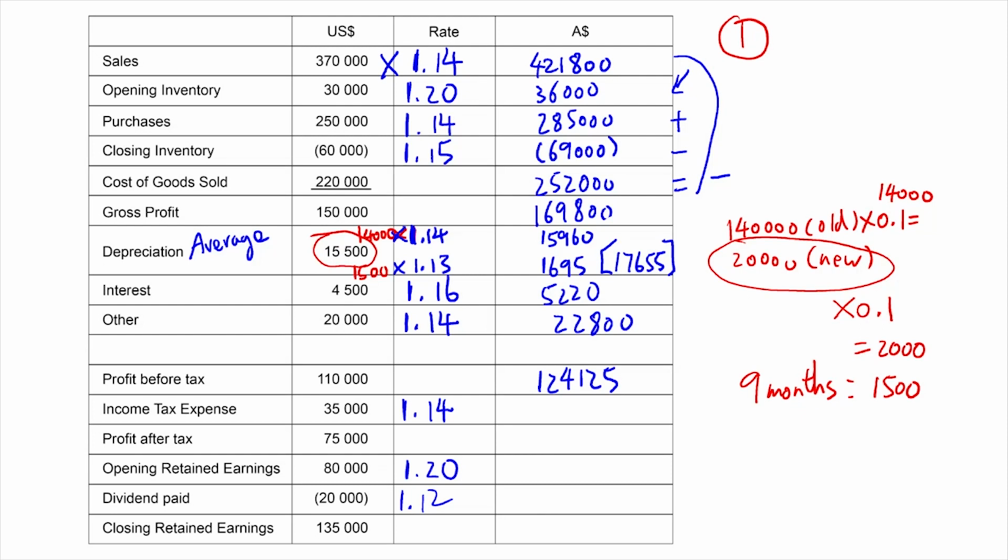And then you translate the income tax expense, which is $39,900. And then profit before tax minus income tax expense, you're going to get profit after tax, 84,225. Then you continue to translate the opening retained earning. Dividend pay, once again, is in bracket. Finally, profit after tax plus opening retained earning minus dividend pay, that's going to give you closing retained earning. That will be the end of this income statement.